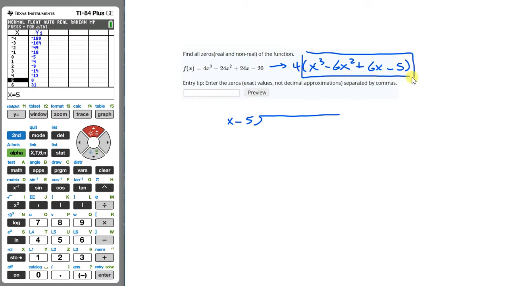If you did not pull out a greatest common factor, then you don't have to worry about that. Just put your original polynomial here. I'll just use the reduced one.